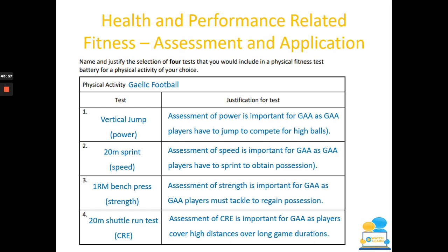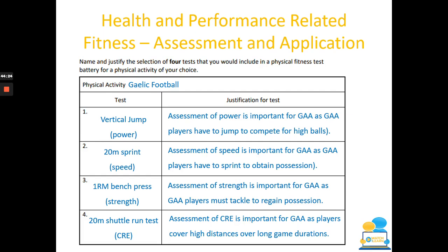So the next question is to name and justify the selection of 4 tests that you include in a fitness test battery for a physical activity of your choice. So the physical activity I've chosen is Gaelic football. And the first test is vertical jump for power. And power is important for Gaelic football as they have to jump to compete for high balls. So we've explained the test and the justification. We've justified why we're going to do it.